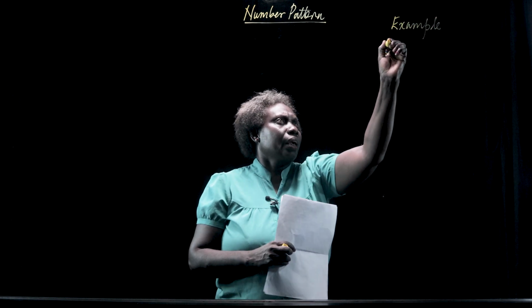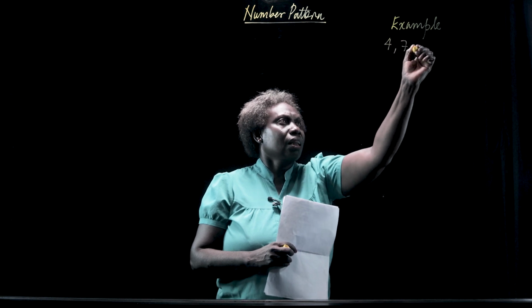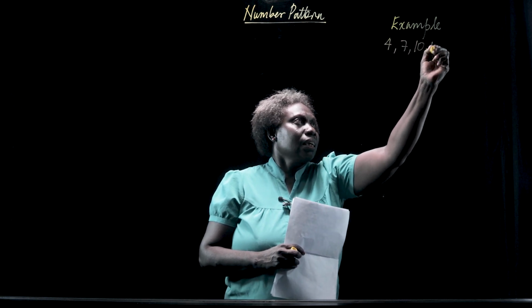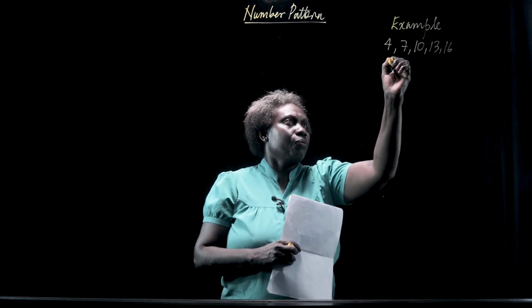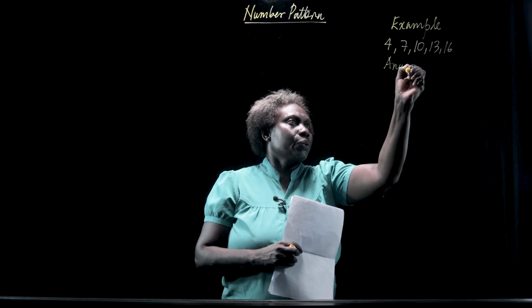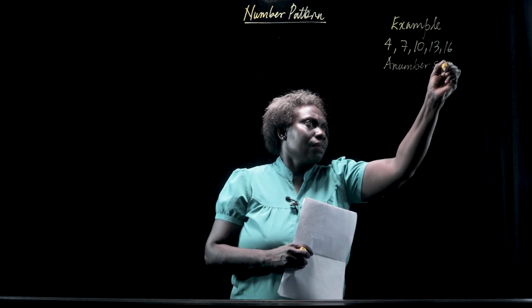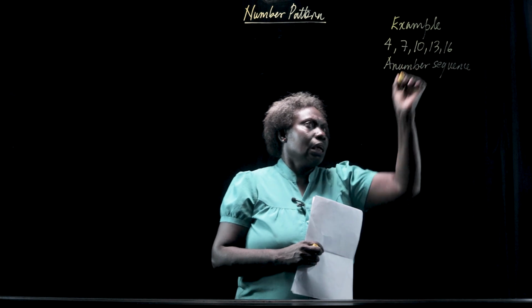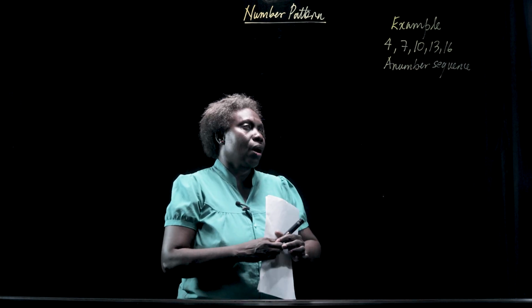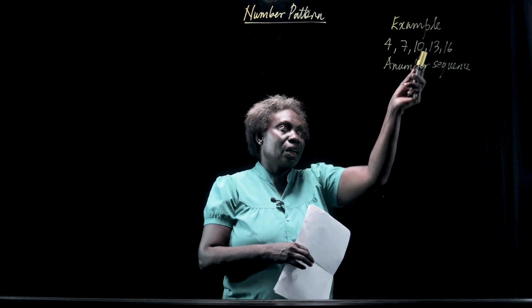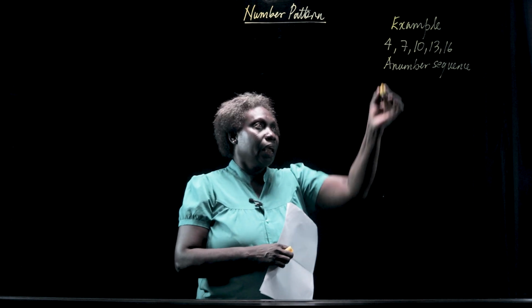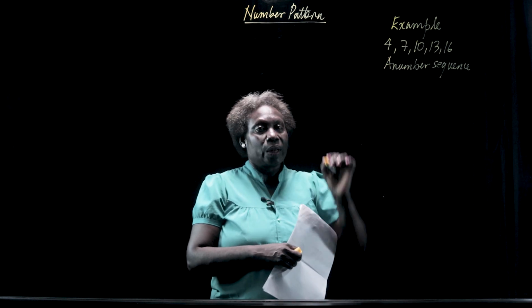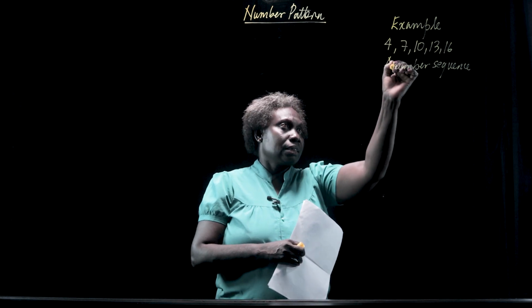One example of a number sequence: we have 4, 7, 10, 13, and 16. This is an example of a number sequence. These numbers follow a pattern, and we obtain each number in the sequence by adding 3. The numbers in a sequence are called the terms.